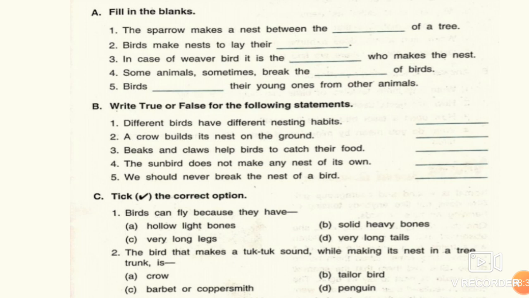Second question is T or F, true or false. This is your homework, children. I am also giving you the answers of these true or false. Different birds have different nesting habits. This statement is true. A crow builds its nest on the ground. No, this is false, because generally a crow chooses the topmost branch of the tree. Beaks and claws help birds to catch their food. Yes, it is true. The sunbird doesn't make any nest of its own. It's false. We should never break the nest of a bird. It's true.